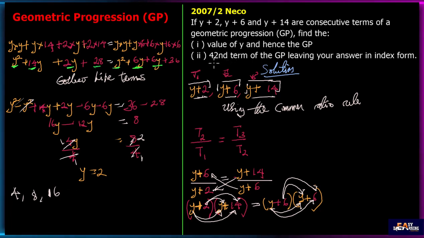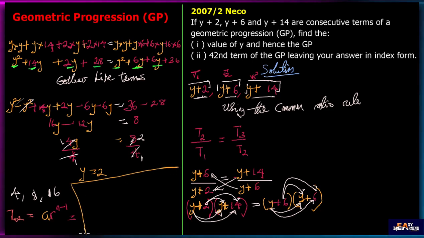Now we are asked to find the 42nd term of the GP, using the formula for it, which is a r to the power n minus 1. Let's use this formula. In this case, our a is what? Our a is 4, and we have to keep the answer in index form. Our a is this 4 here that we just created.